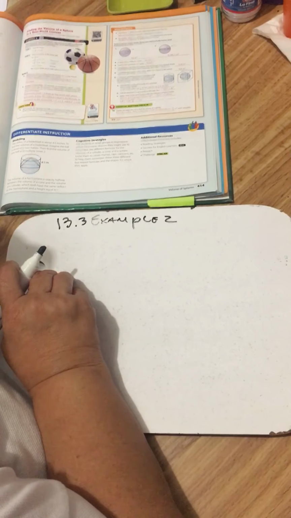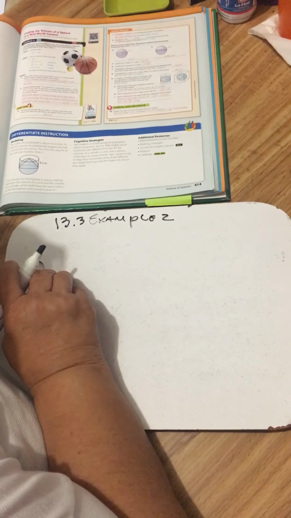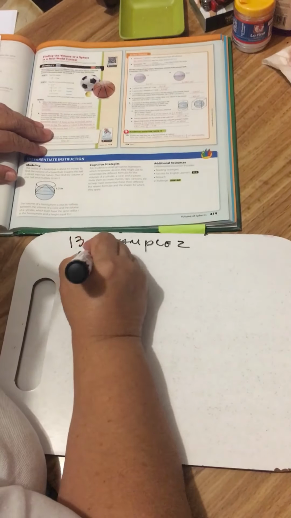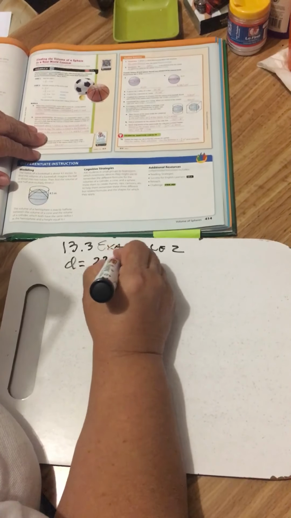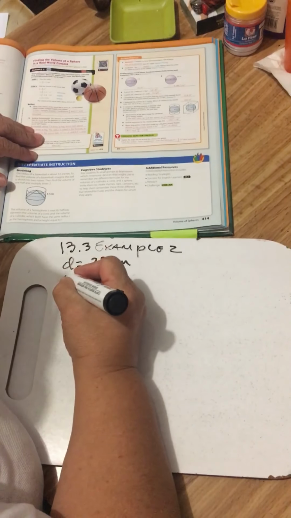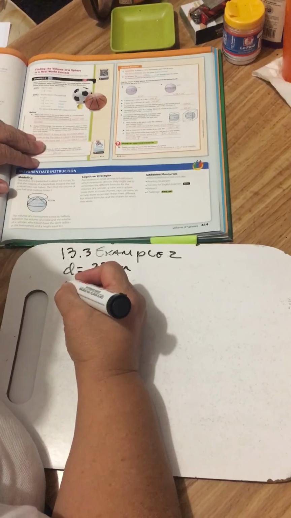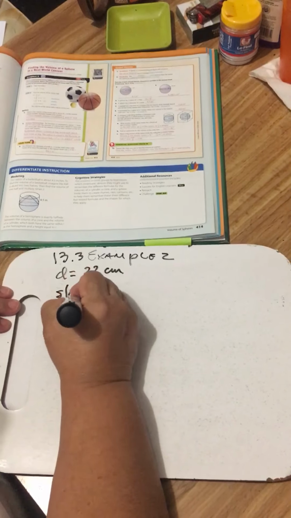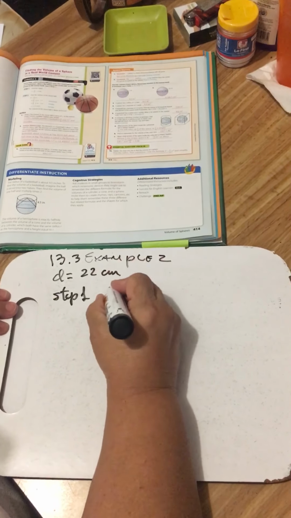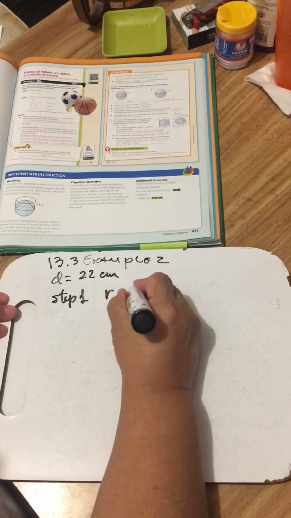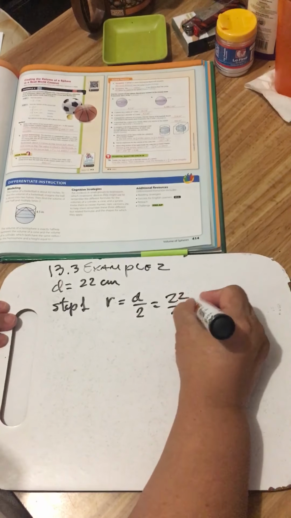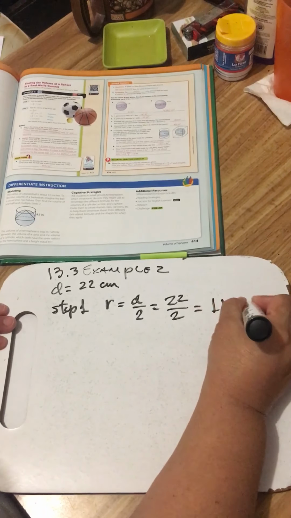Soccer balls come in several different sizes. One soccer ball has a diameter of 22 centimeters. What is the volume of the soccer ball? Round your answer to the nearest tenth. That's step 1, we find the radius. Then remember, radius is equal to diameter divided by 2. Then it's 22 divided by 2, so it's going to be 11 centimeters.